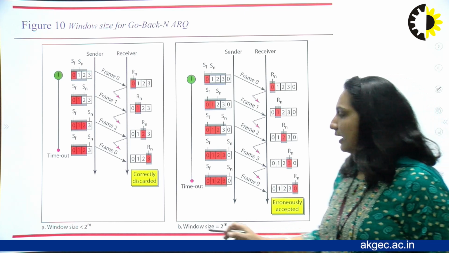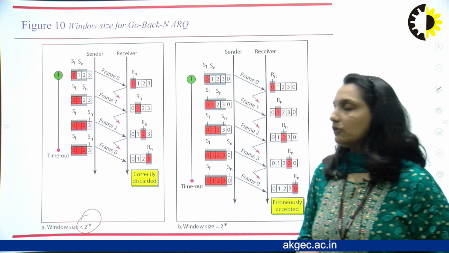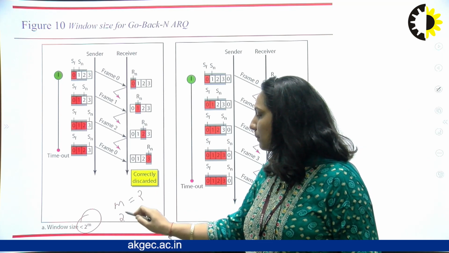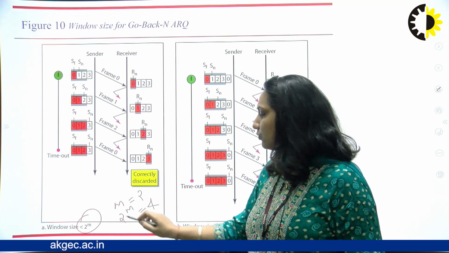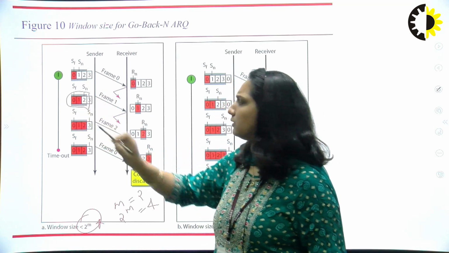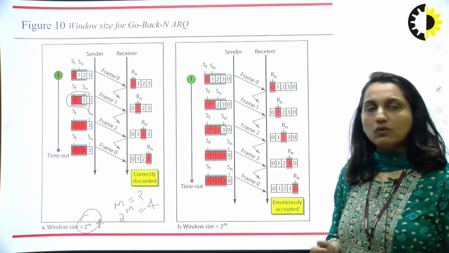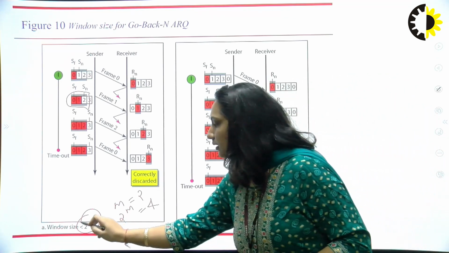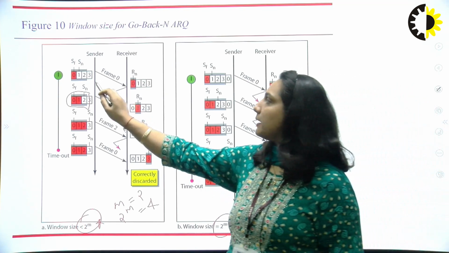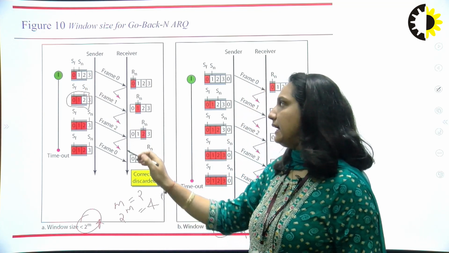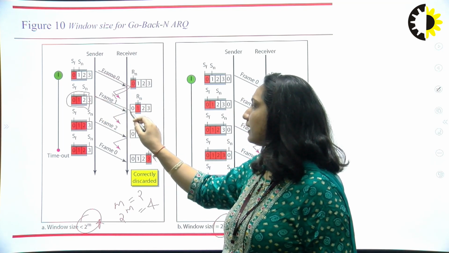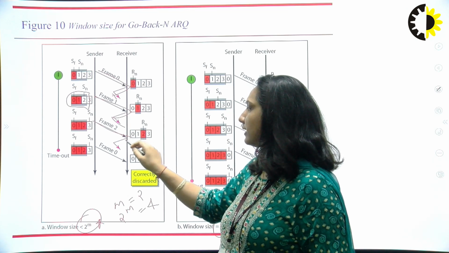What we are saying is that the window size must be less than 2 raised to the power m. For example, take m as 2, so 2 raised to the power m is 4. If the window size is 3, not 4, or less than or equal to 4, what will happen? If the window size is 3 and I send frame 0, the acknowledgement is lost. If I send frame 1, the acknowledgement is lost. If I send frame 2, the acknowledgement is lost.